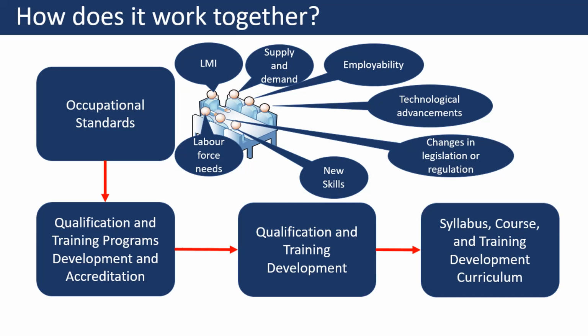Curriculum, syllabus, course, and training development. Qualifications are translated into detailed learning programs, including courses, syllabi, and practical training modules. These curricula ensure that learners gain both theoretical knowledge and practical skills. The entire process is driven by industry needs and ensures that occupational standards are directly linked to qualifications and training programs. This alignment supports workforce development, increases employability, and keeps skills relevant in a changing labor market.